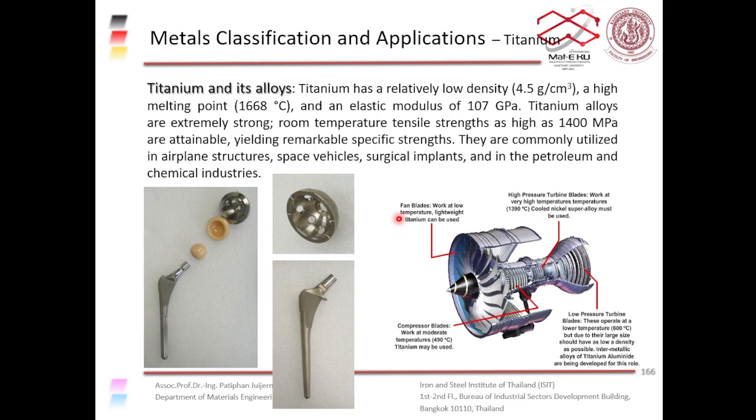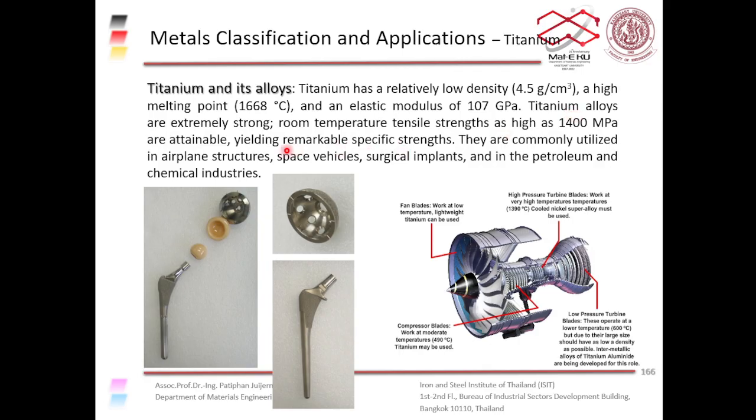But titanium and titanium alloys can have a strength at a very similar level to steel, but at just a little bit over half the density of steel. So it's a lot lighter, right? It has a high melting point, so it's difficult to cast, but you can use other methods to form it. It has a medium to high elastic modulus of 107 gigapascal.